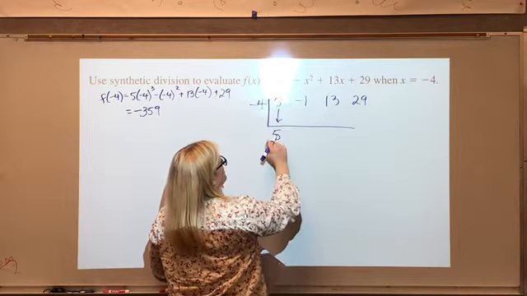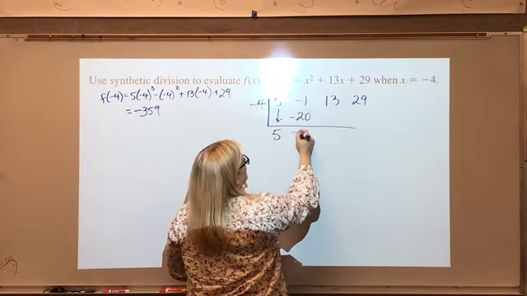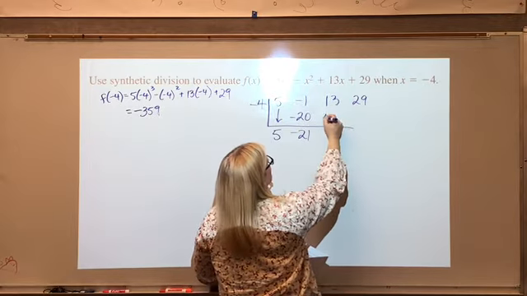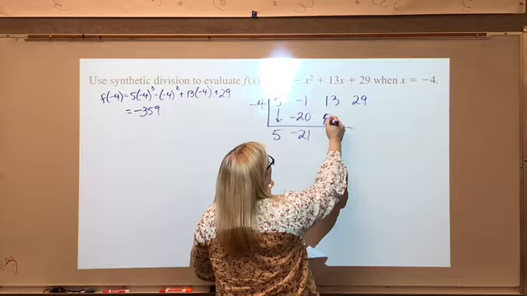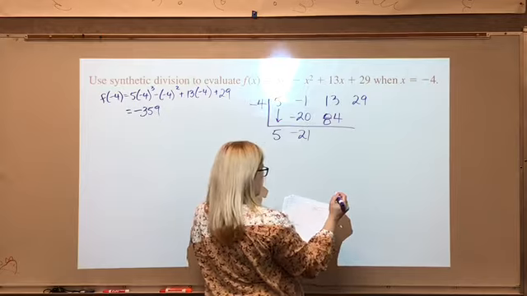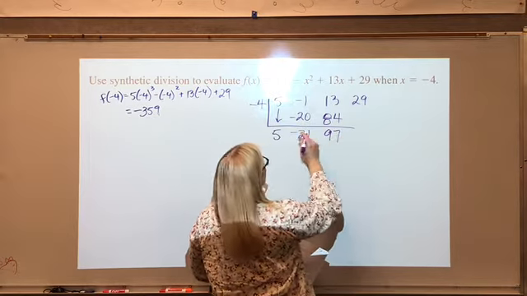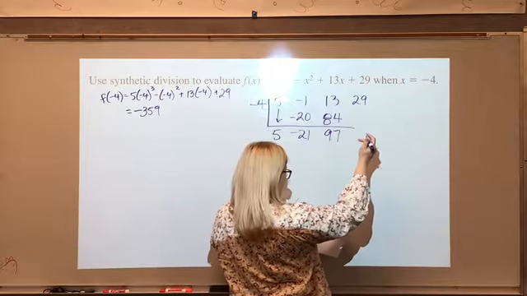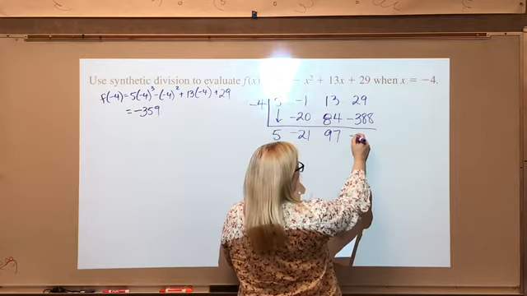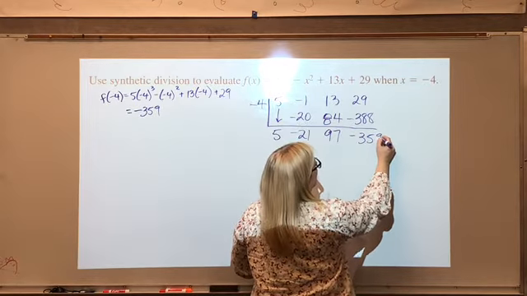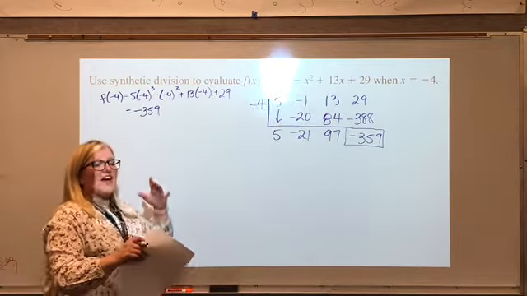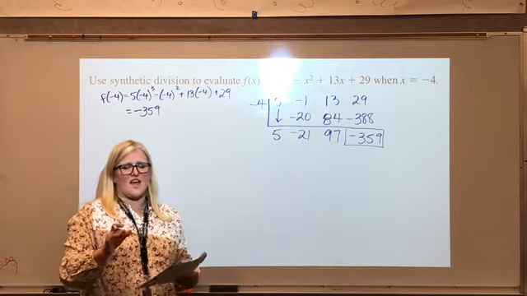Okay, negative 4 times 5 is negative 20. This is negative 21 when I add it. Negative 4 times negative 21 is a positive 84, right? Okay, I add these together and I get 97. Negative 4 times 97 is negative 388. And finally, when I add these together, I get negative 359. Okay? And that's what I got here. So that's what the remainder theorem does. It's really slick. I really, really like it.